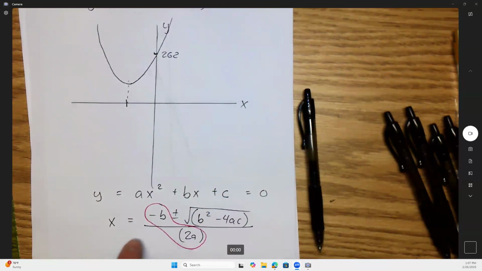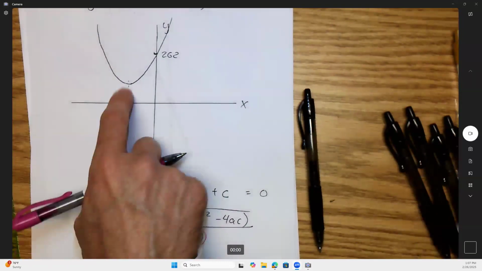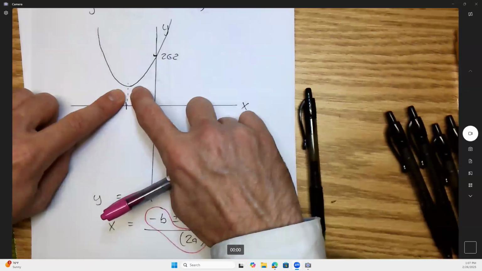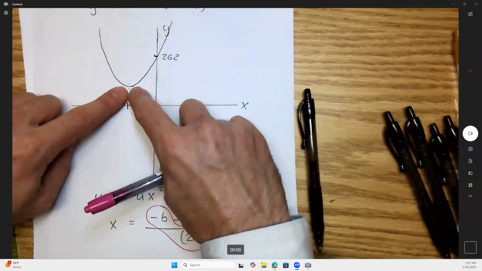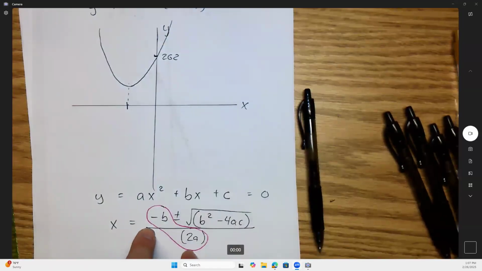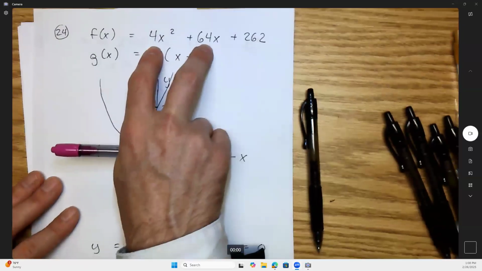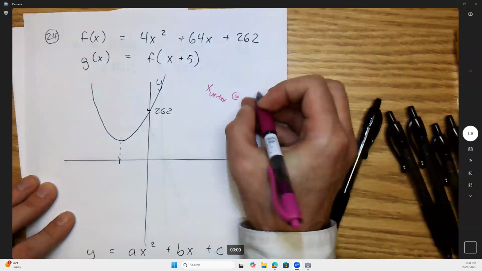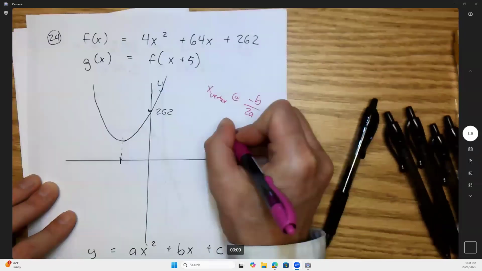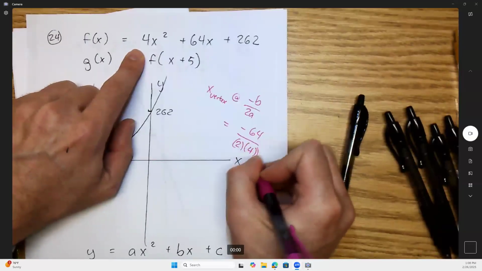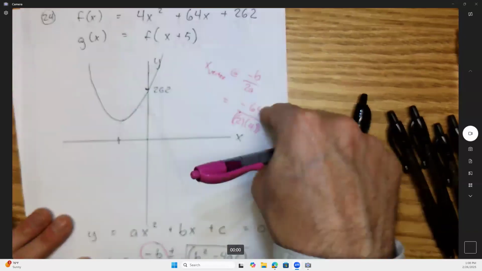That tells you the x location of the vertex, because when you do plus or minus the square root, on the graph you're effectively just branching out from that vertex point, left or right of that vertex. So negative b over 2a tells you where the vertex is. True? So let's do that for this one. Negative b over 2a: x vertex is at negative 64 over 2 times 4. Ooh, guess what that is? What is negative 64 divided by 8?